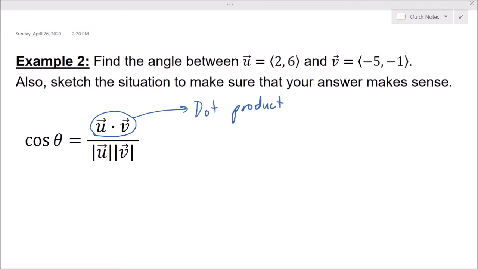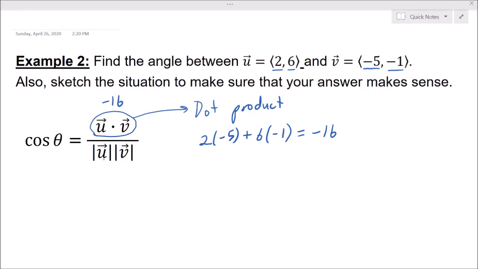We know how to do that now, right? The horizontal component of one of the vectors, 2, times the horizontal component of the other one, so -5, plus the vertical component of one of the vectors, 6, times the vertical component of the other vector, -1. And let's see, this is 2 times -5 is -10, plus 6 times -1 is -6, so -16. So far we have that the top of this big fraction is -16 here.